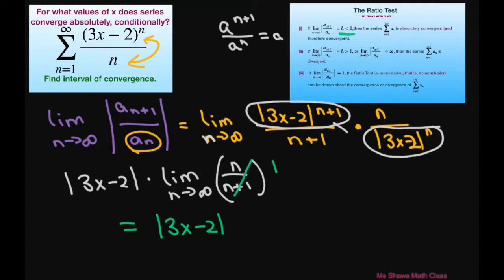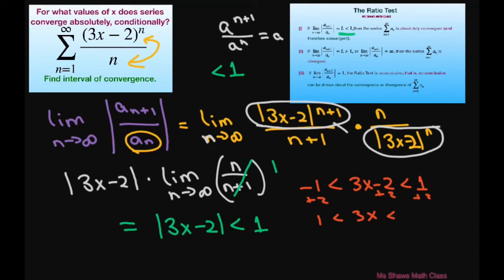For this to be convergent, our limit for the ratio test has to be less than 1 to converge absolutely. So we're going to write this less than 1. That means I'm going to write this as 3x minus 2 is less than 1, but greater than negative 1. Now we're going to add 2 to everything. So you're going to get 1 is less than 3x is less than 3. And divide everything by 3, and you're going to get 1/3 is less than x is less than 1.